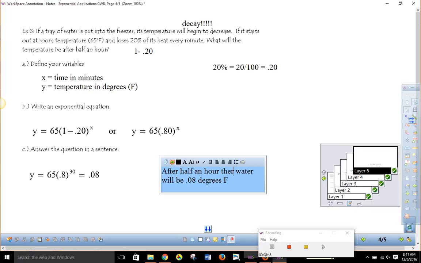Half an hour, the water will be 0.08. Sorry, I got interrupted in the middle of that. Lost track. Okay, so that's your final answer.